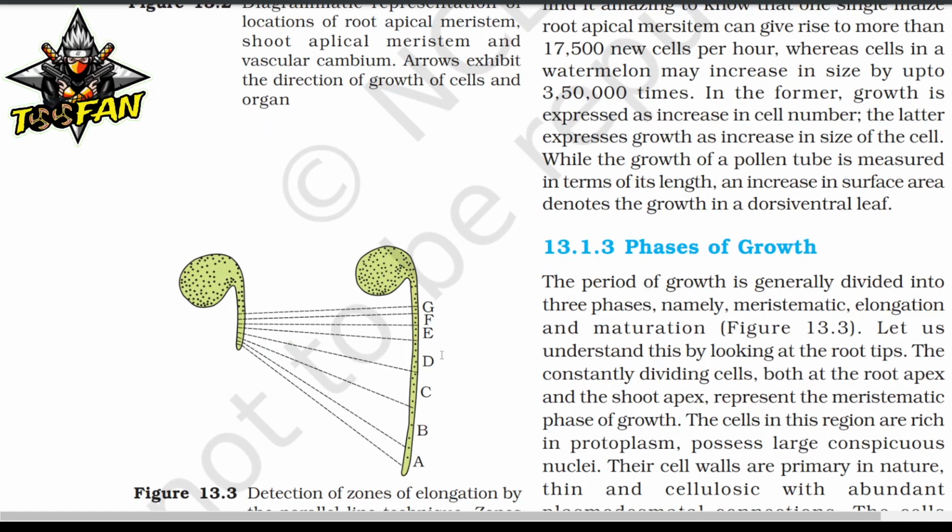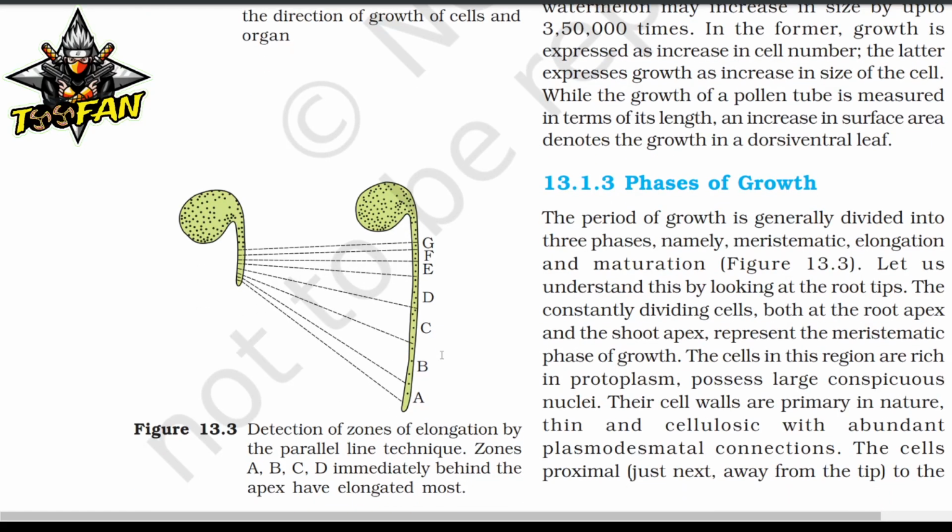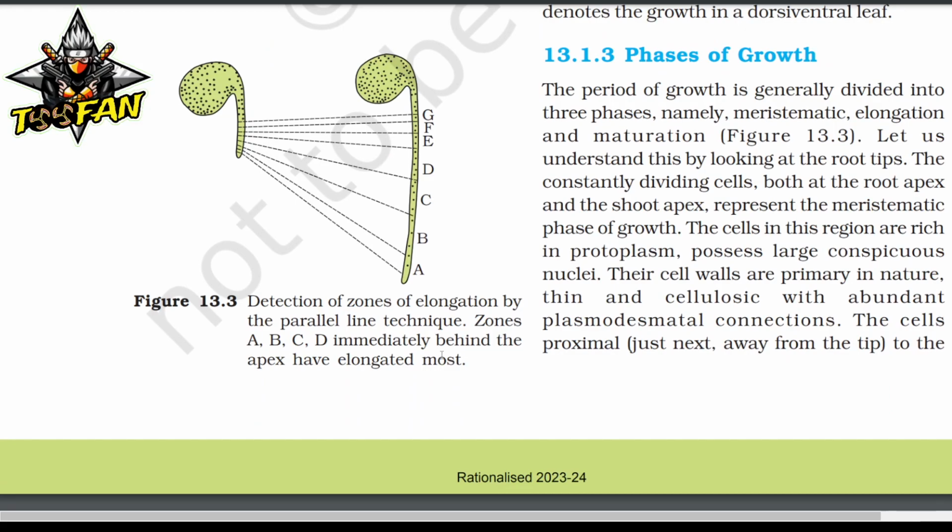While the growth of a pollen tube is measured in terms of length, an increase in surface area denotes the growth in a dorsiventral leaf. Phases of growth. The period of growth is generally divided into three phases, namely meristematic, elongation, and maturation. Let us understand this by looking at the root tips.